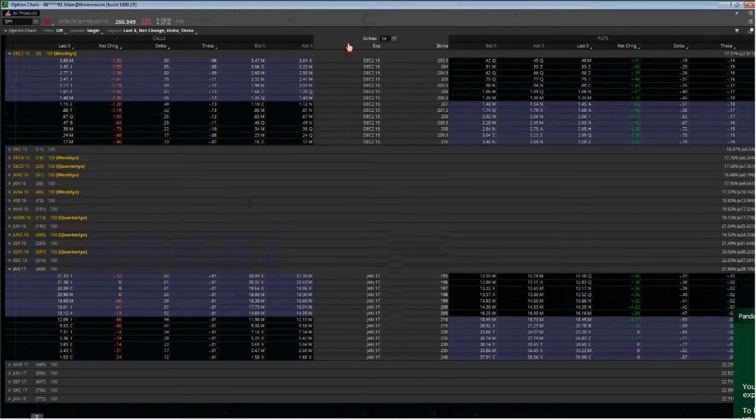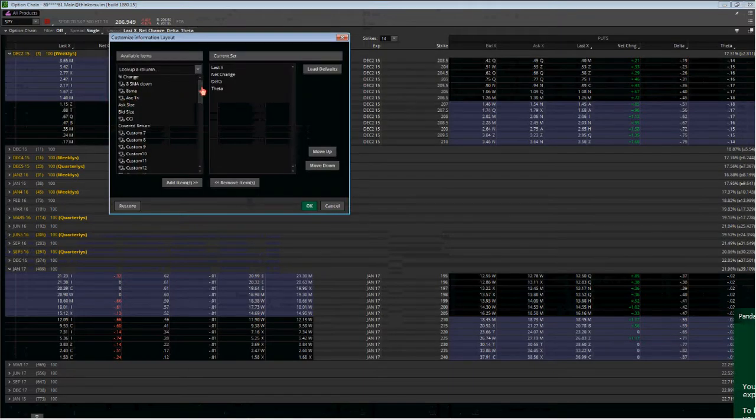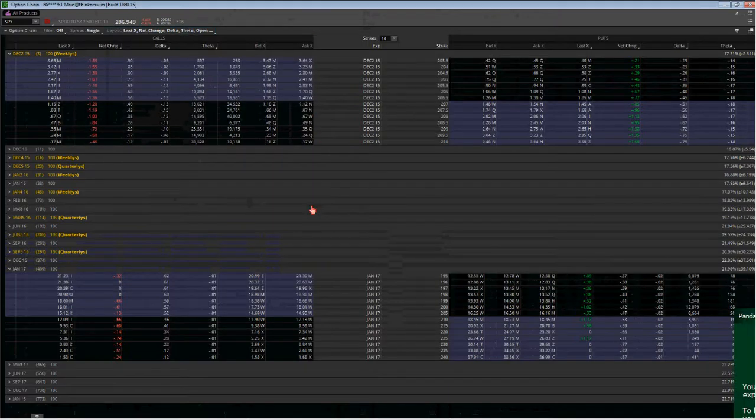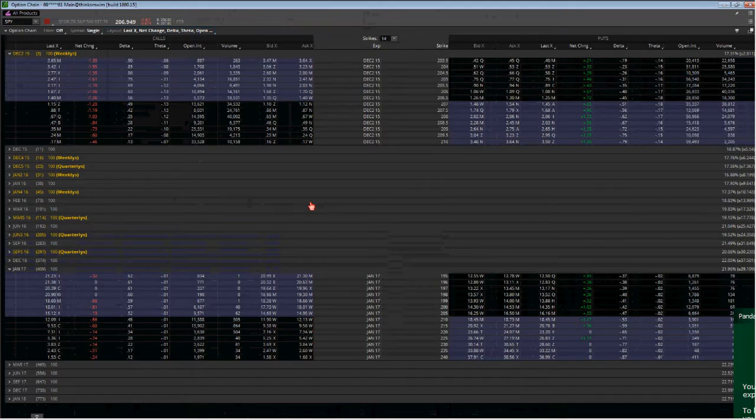So far, we've talked about the theta. The next thing I'm going to add to my options chain, we're going to add two different things at once here. We're going to add the open interest, and we're going to add the volume. The reason I'm adding both of these is they go hand in hand.